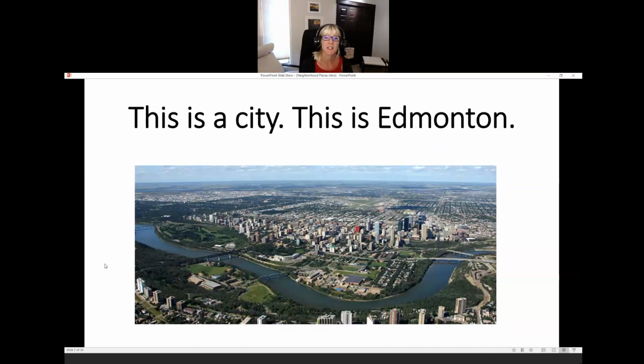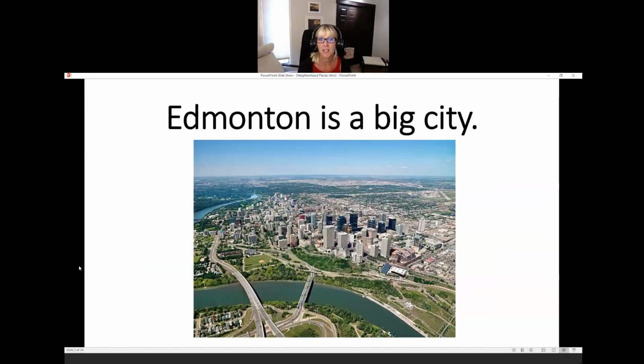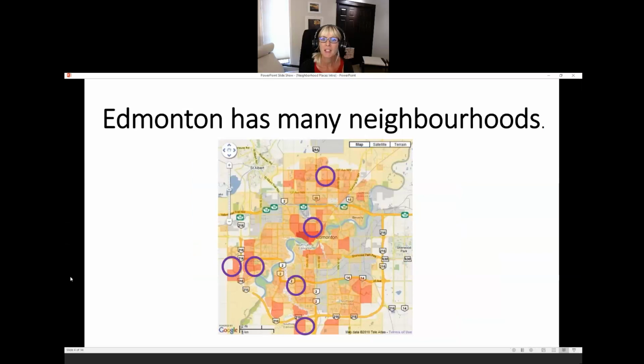So this is a city. This is Edmonton. Please repeat after I read. I want you to practice reading too. This is a city. This is Edmonton. Edmonton is a big city. Edmonton has many neighborhoods. Many neighborhoods.